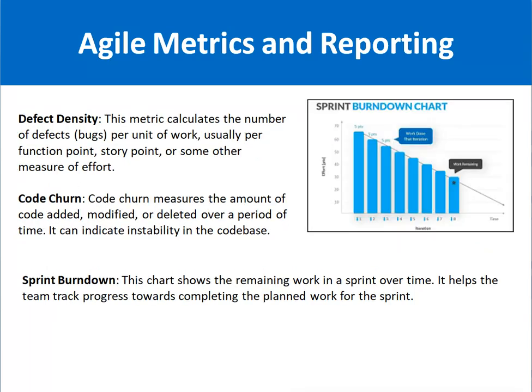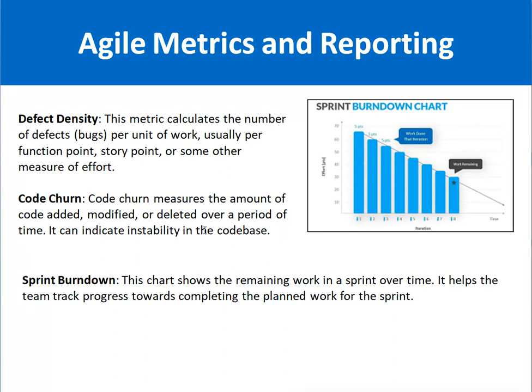Then next is the defect density. Defect density means friend, this metric calculates the number of defects or bugs per unit, usually per function point, story point, or some other measure of unit or effort. Basically you can think of this as how many bugs there were in one story. Then code churn. Code churn measures the amount of code added, modified, or deleted over a period of time. It can indicate instability in the code base as well.